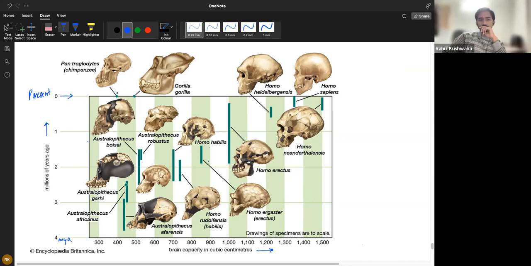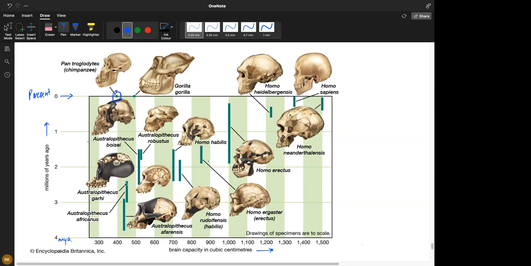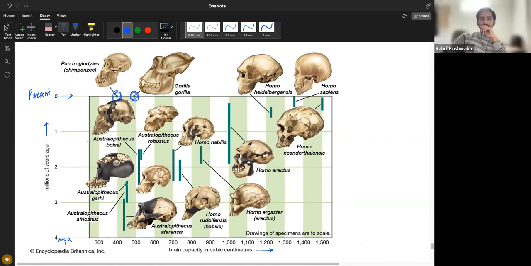Do you see this point? Yes, sir. And this point. These two points are reference skulls for chimpanzee, Pan troglodytes, and gorilla. Okay, so look at the chimpanzee skull and look at a Homo sapiens, a human. So the human is also present, right? Can you see it touches the present line? Yes, sir. I don't know for how long we are surviving, but still.